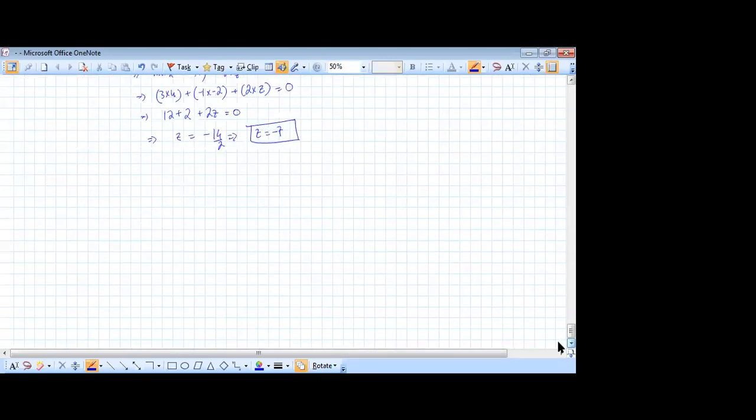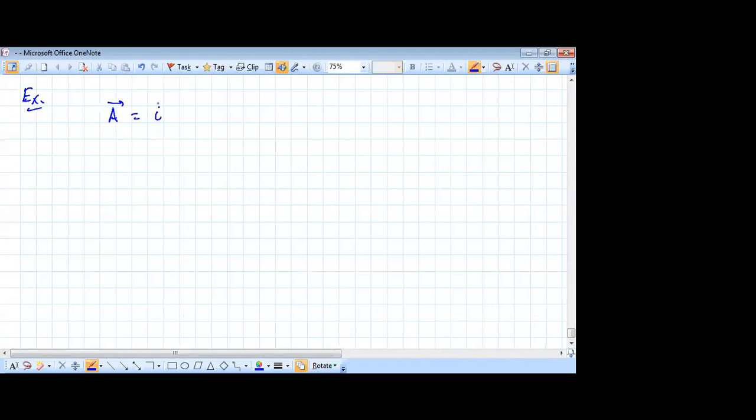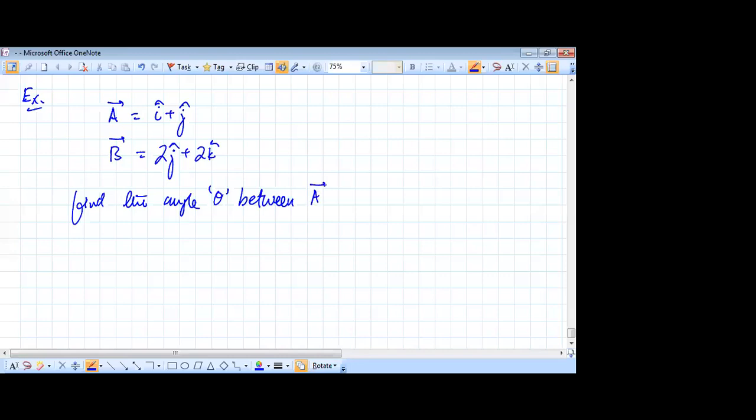Now, one final type of question more we'll see. Now, this is like an indirect question. A is suppose i cap plus j cap and B is 2j cap plus 2k cap. Now, we want to find the angle theta between the vectors A and B. Just try this out now.